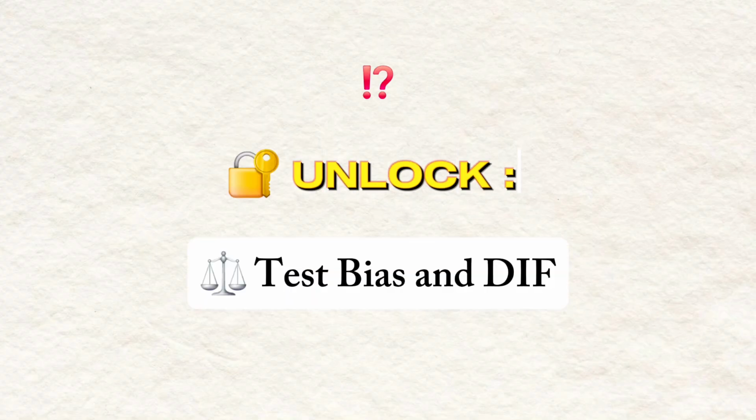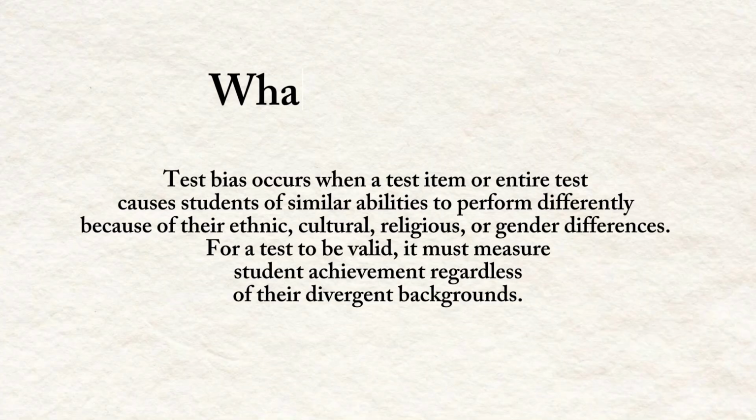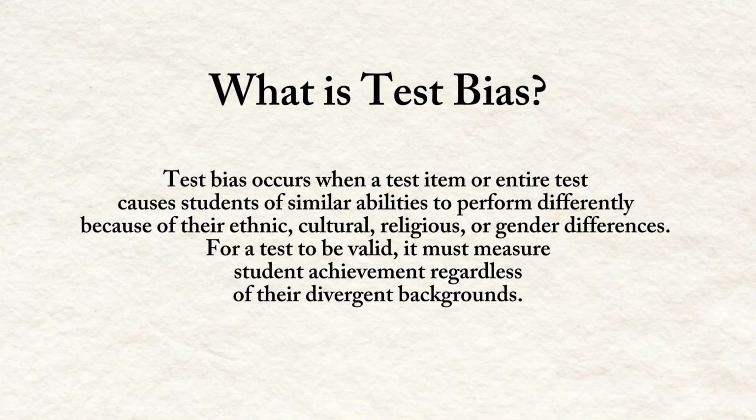Level up: test bias and differential item functioning. Imagine two students take the same test, same ability, same preparation, but one feels it was harder. Is the test unfair? That's where test bias and differential item functioning come in. What is test bias? Test bias happens when a test gives unfair advantage to one group. It doesn't measure ability equally.